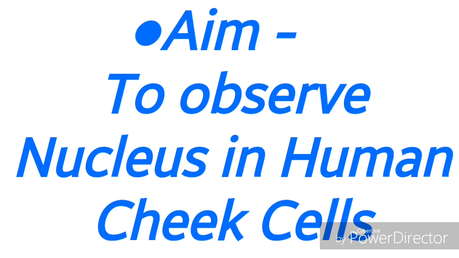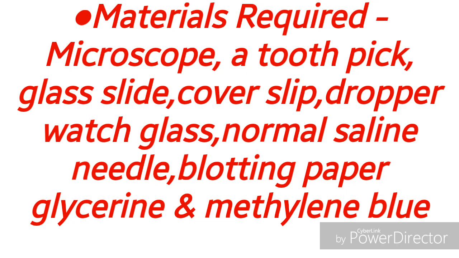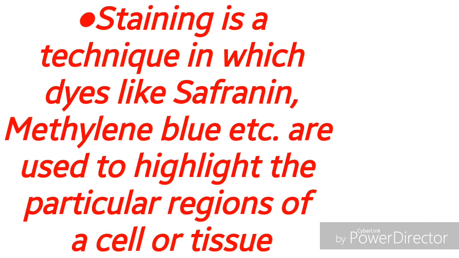The materials required to do this experiment are a microscope, a toothpick, glass slide, cover slip, watch glass, normal saline, needle, blotting paper, glycerin, and methylene blue. Methylene blue is a dye which is used for staining. Staining is a technique in which dyes like safranin and methylene blue are used to highlight particular regions of a cell or tissue.